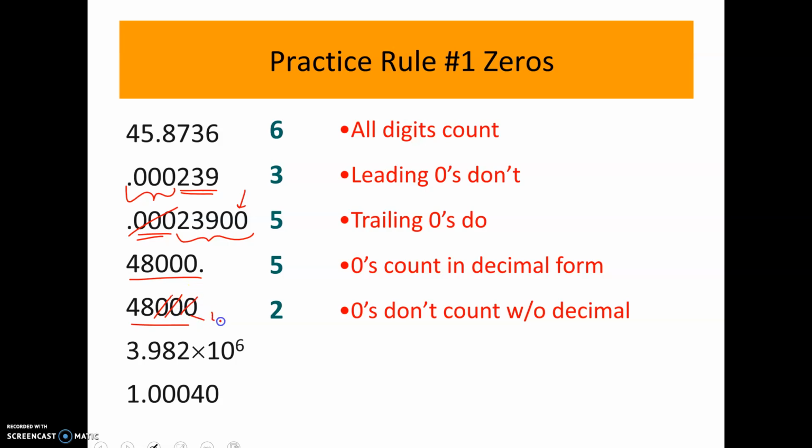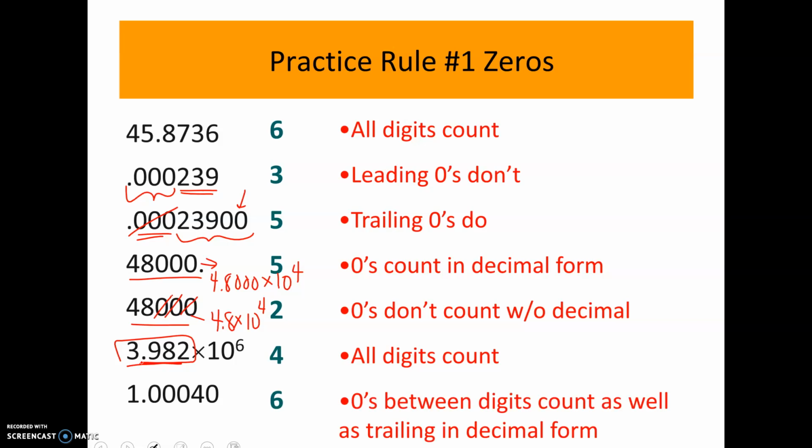If I changed this to scientific notation, it would just be 4.8 times 10 to the fourth. Whereas this one would have to be written 4.8000 times 10 to the fourth. Everything here, everything that's written in scientific notation, the whole base number is significant. And then this last one, everything, because these zeros are between non-zero numbers, and this one, there's a decimal.